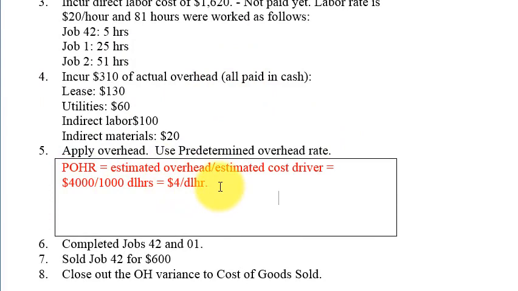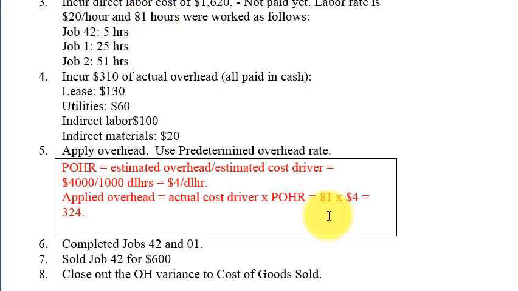Now to apply overhead, you take your predetermined overhead rate times your actual level of activity. Well, our actual number of direct labor hours is up here. We worked 81 hours in January. So the amount of overhead that we apply to jobs and add to the work in process account is 4 times 81. Applied overhead will be $324. Let's do that transaction, and we have to add $324 to the job cost sheets.